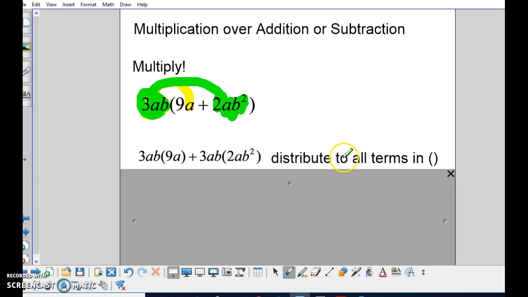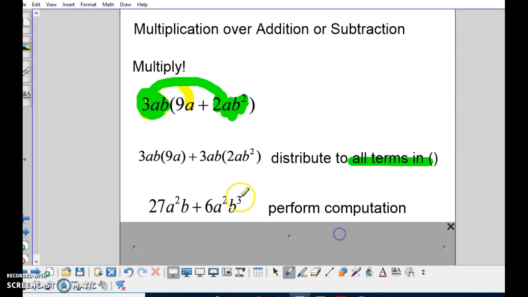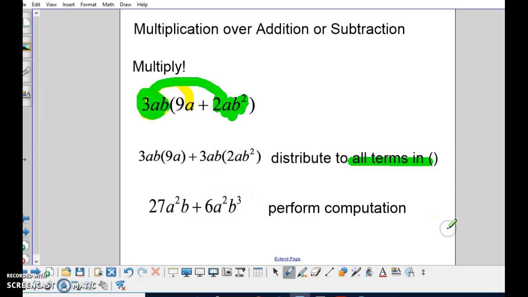So once I've distributed 3ab to all terms inside my parentheses, I'm going to perform my computation. 3 times 9 is 27. A times a is a squared, b. Then my next computation is 3 times 2 is 6, a times a is a squared, and b times b squared is b cubed. And we're done. So here, as long as you remember your exponent rules when you multiply exponents, that will be very helpful. All right, so we just multiplied a monomial to a binomial.